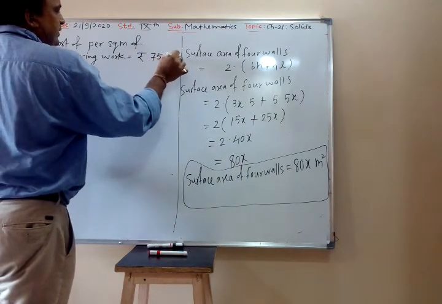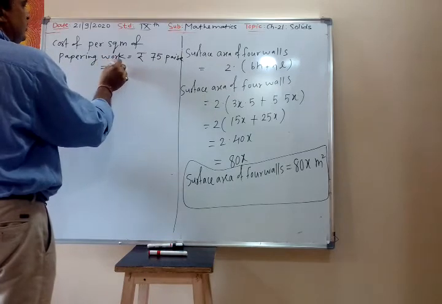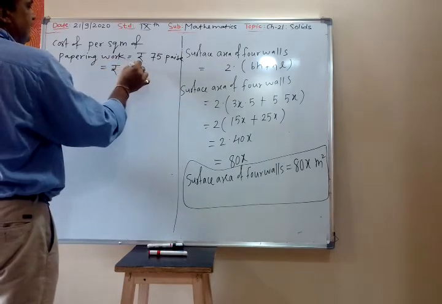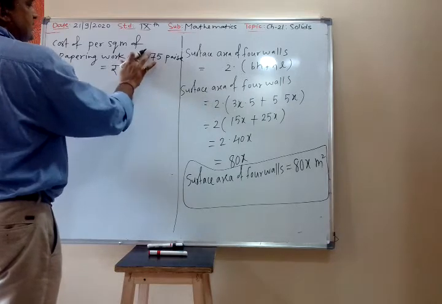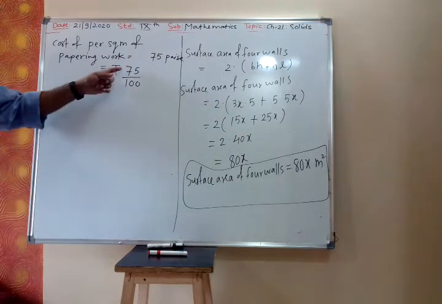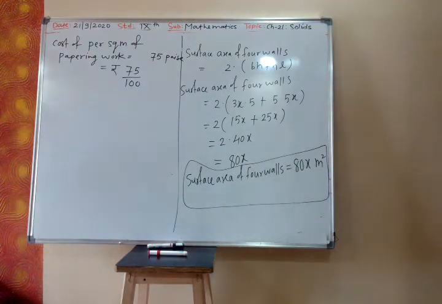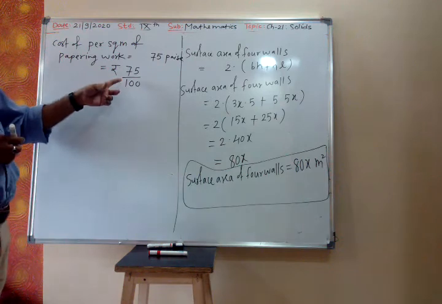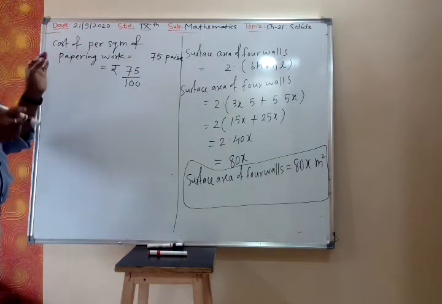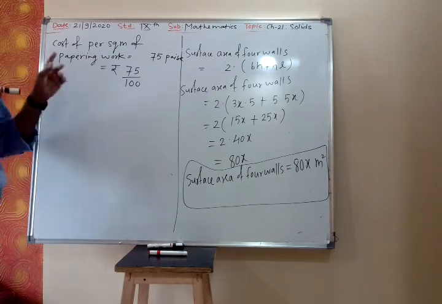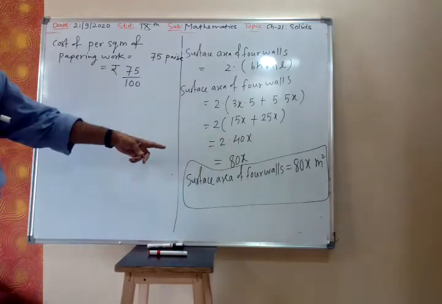75 paise we have to convert into rupees. So how do we convert into rupees? Divide this 75 by 100. So that will be rupees 75 upon 100. Are you getting? You have to convert paise into rupees. So how do we convert paise into rupees? Divide by 100. So this is the cost of 1 square meter of papering work.